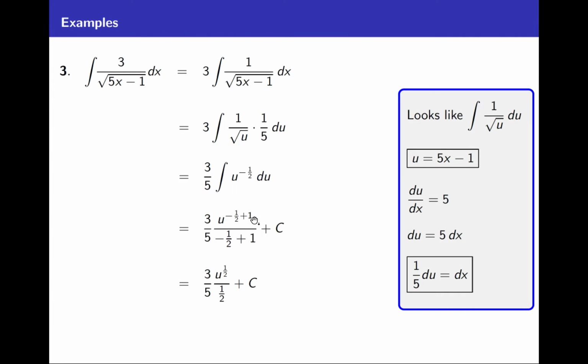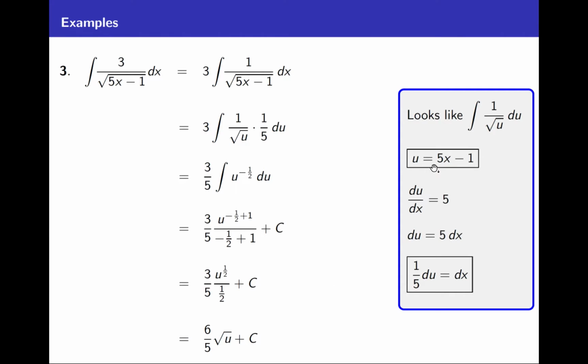Minus 1/2 plus 1 is positive 1/2, so we get 3/5 u to the 1/2 divided by 1/2 plus c. Simplifying that, reciprocating the 1/2 and multiplying by the 3/5, we get 6/5. Revert this u to the 1/2 to a radical, you get the square root of u plus c.